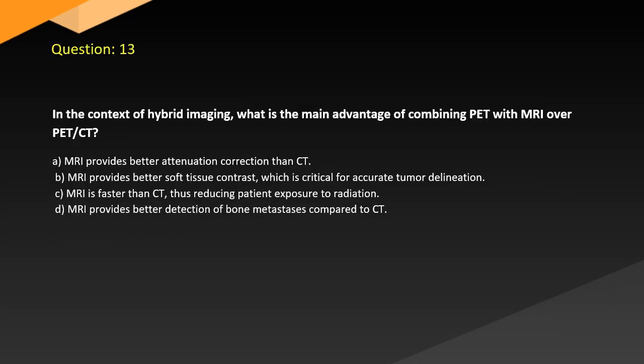Question 13. In the context of hybrid imaging, what is the main advantage of combining PET with MRI over PET CT? A. MRI provides better attenuation correction than CT. B. MRI provides better soft tissue contrast, which is critical for accurate tumor delineation. C. MRI is faster than CT, thus reducing patient exposure to radiation. D. MRI provides better detection of bone metastasis compared to CT.